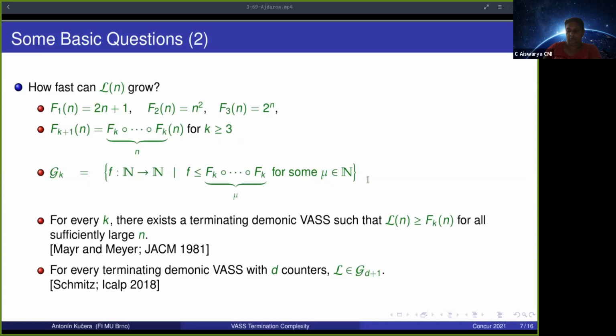Another natural question is, how fast can the termination complexity grow, assuming it is finite for every n? And by using the classical results of Mayr and Meyer, one can easily show that even for purely demonic VAS, the termination complexity can grow very fast, which means that it can grow as fast as an arbitrary function in the standard hierarchy of fast-growing functions, which is recalled on this slide. And not so surprisingly, we need more and more counters to achieve this growth.